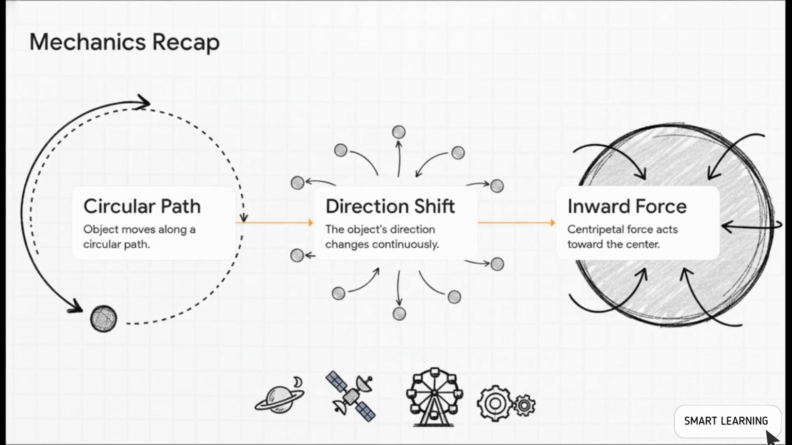Let's see how this builds into our overall understanding. When you put it all together, the mechanics are elegantly simple. First, you have the circular path. Second, the continuous shift in directional velocity. And third, that absolutely vital inward centripetal force preventing a straight line escape. Mastering these three connected principles is like having the key that unlocks how we understand the movement of everything, from massive planets in the cosmos down to the everyday machines we rely on.